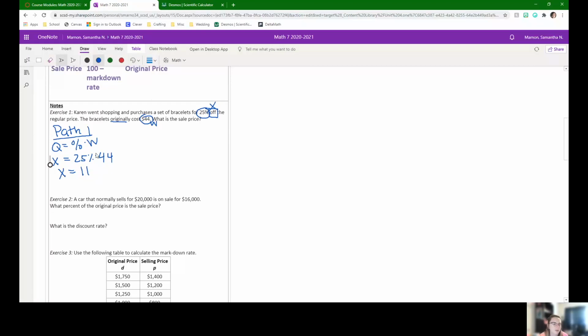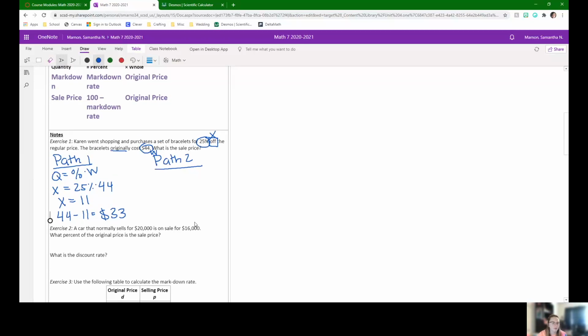So what I need to do is take this original price and subtract away that markdown. So the sale price of these bracelets is $33. So that's path 1 that you can do. The other path, so I'm going to call it path 2, that's my lazy mathematician way. I like to do things in one step.